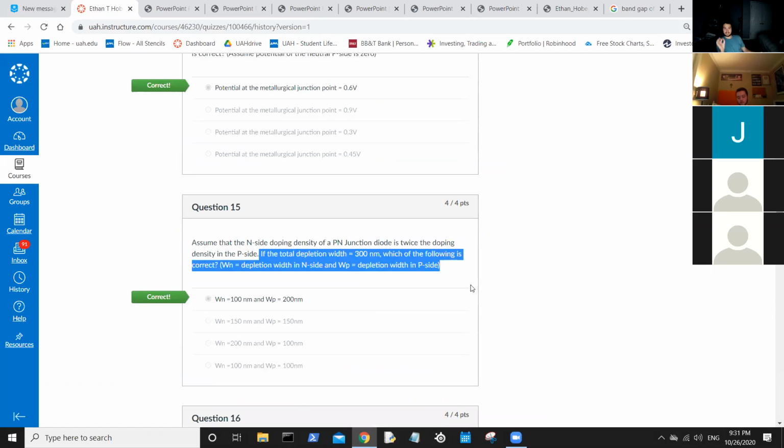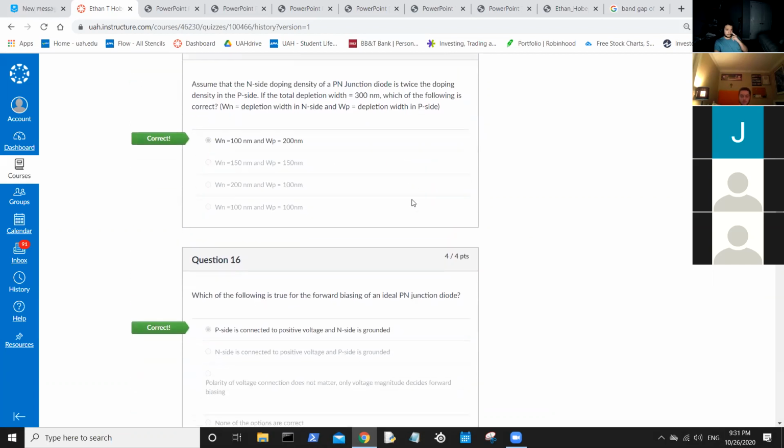Yeah, so it's literally the exact same process, but instead of multiplying our ratio by the built-in voltage, it's being multiplied by the depletion width. All right, gotcha.